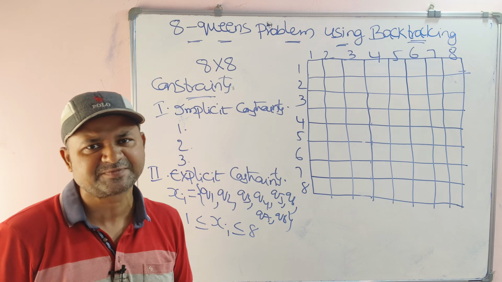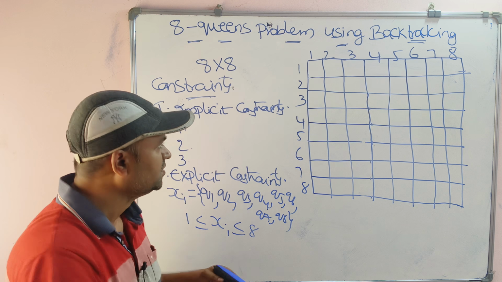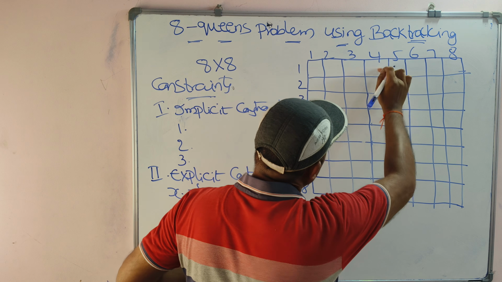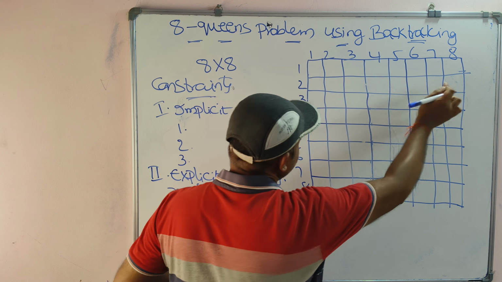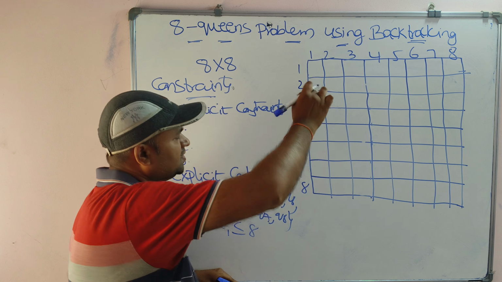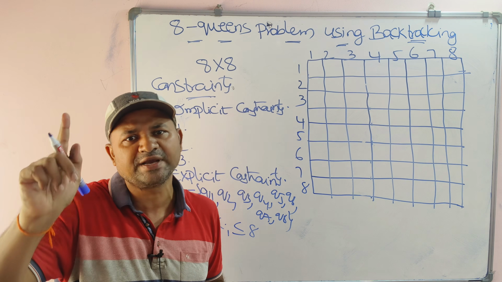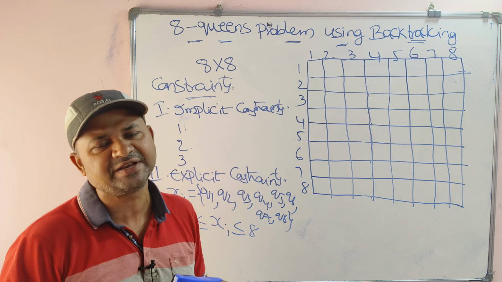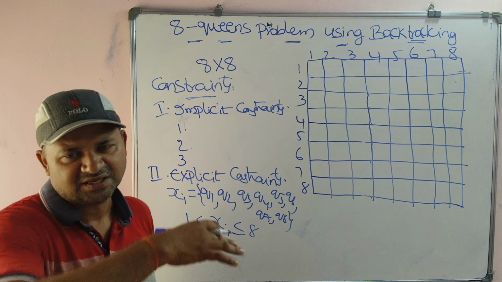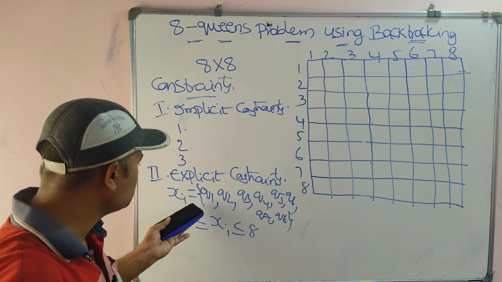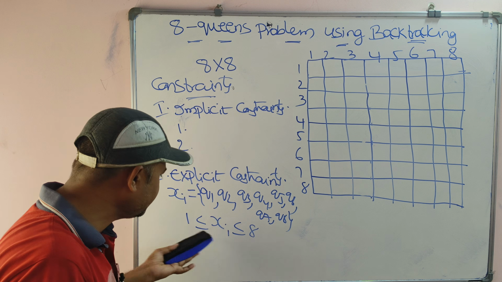The explicit constraint specifies each row should contain only one queen. If we take this row, in this row we have to place only one queen. In the first row we have to place only the first queen. In the second row we have to place only the second queen. That is nothing but explicit constraints. Each row must contain only one queen. So there is only one queen per row. Here the solution vector is represented by xi. In the 8 rows, totally we have to place 8 queens. Okay. So this xi value may be from 1 to 8.